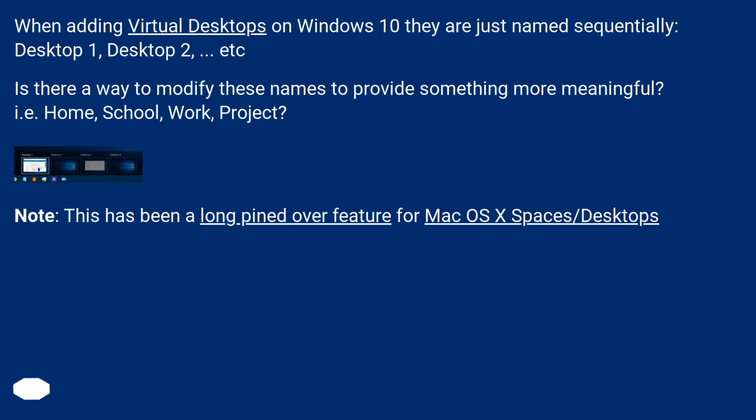When adding virtual desktops on Windows 10, they are just named sequentially: Desktop 1, Desktop 2, etc. Is there a way to modify these names to provide something more meaningful, i.e. home, school, work, project? Note: this has been a long pined over feature for Mac OS X spaces/desktops.